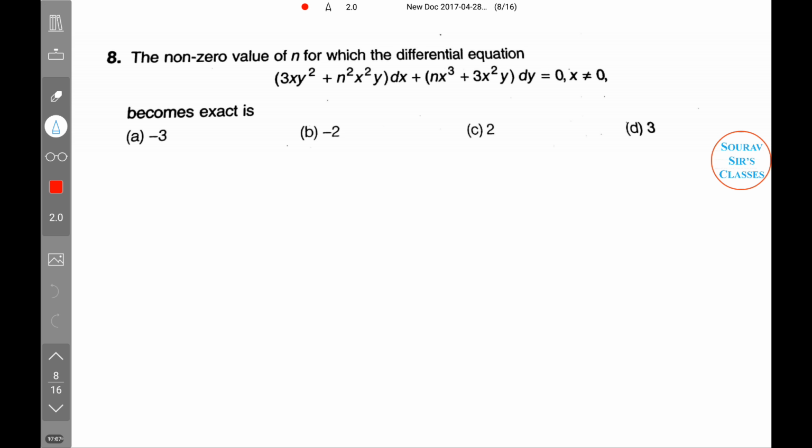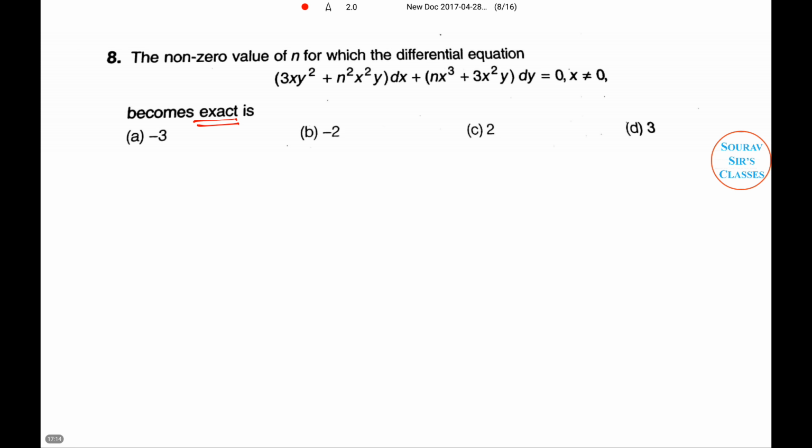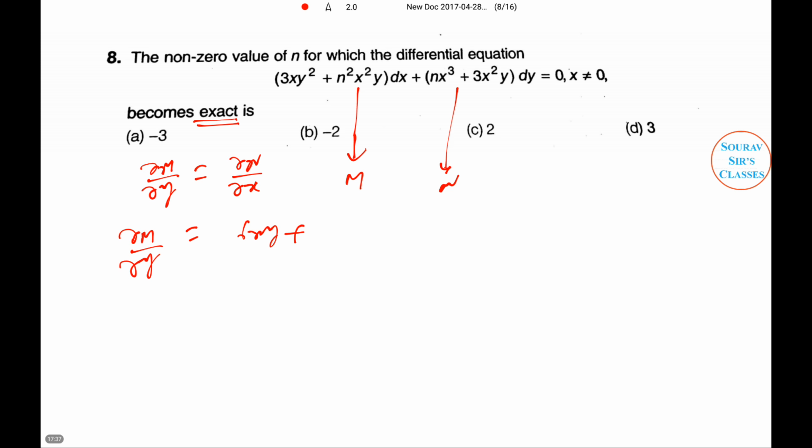The non-zero value of n for which the differential equation becomes exact. Remember that in order to check it is exact, we need to show that del M del y equal to del N del x. So all I have to do is, here M equal to, remember the coefficient of this, so this is M and this is N. Okay, so del M del y, what is del M del y?